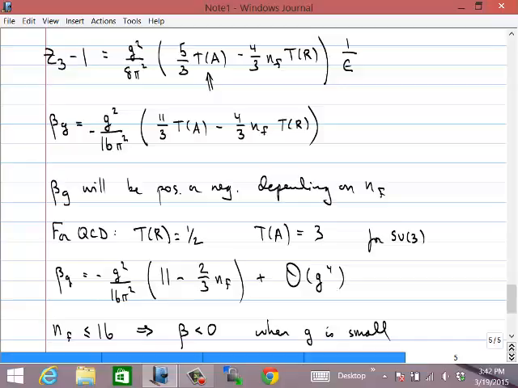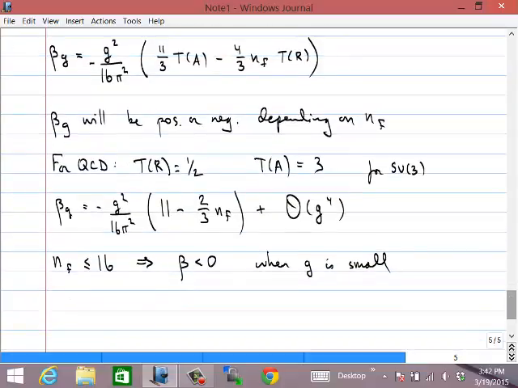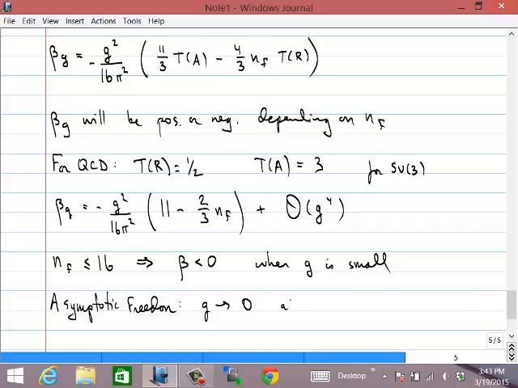So what does this mean? What this means is that if g starts out small so that you can trust this formula, as you go to higher and higher energies, g just gets smaller and smaller and smaller. So this is asymptotic freedom. The coupling constant in QCD, because there are less than 16 species of quark, goes to 0 at high energies.